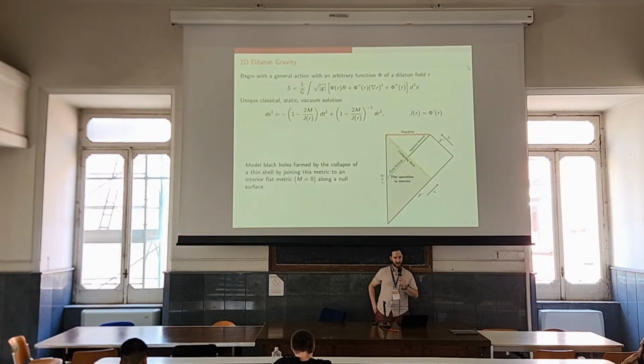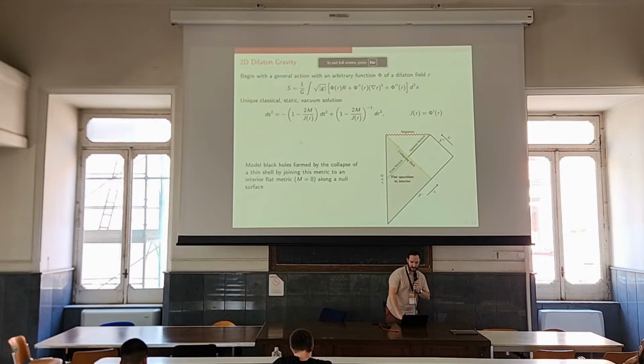So to that end, we've been looking at regular black holes in the context of 2D dilaton gravity. We begin with this general action up there, consisting of an arbitrary function phi of a dilaton field R, which basically just plays the role of a radial coordinate.